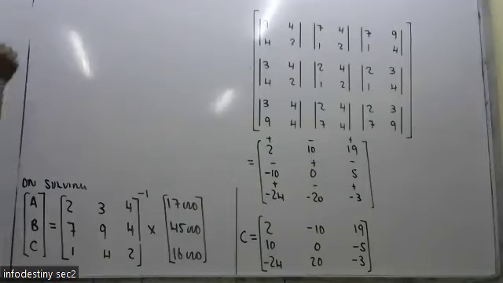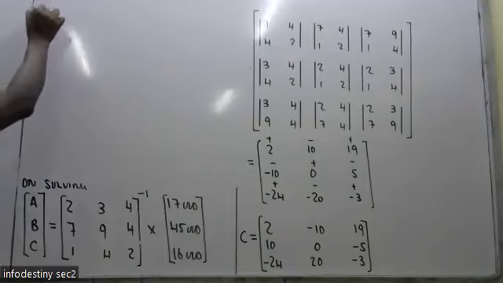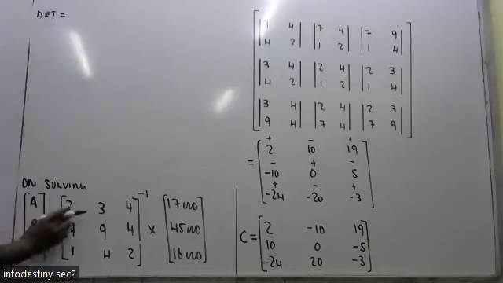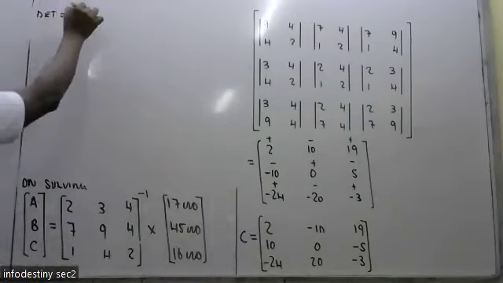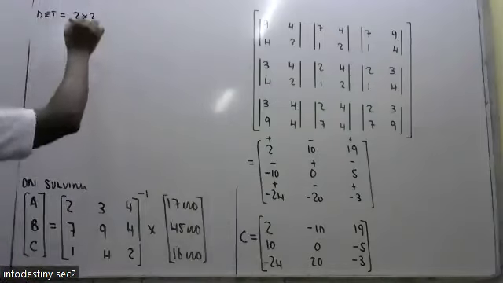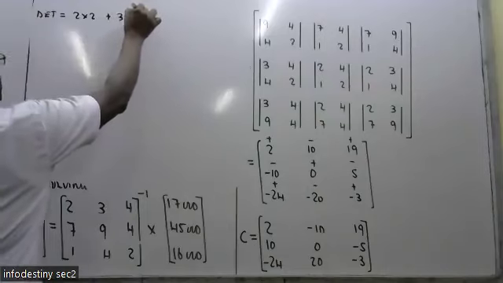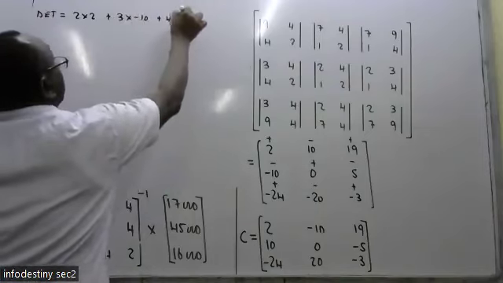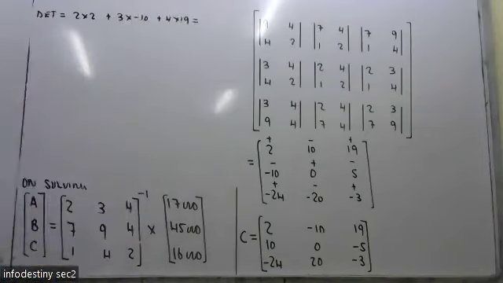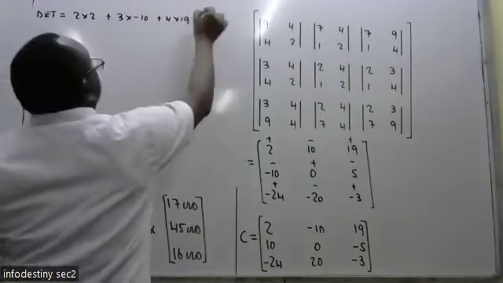That's okay, yeah? Determinant, nimekuambia what you do, you take these values of the first row, and you multiply with the values of the first row of the cofactor. So it's going to be 2 times 2 plus 3 times minus 10 plus 4 times 19. You have 50.